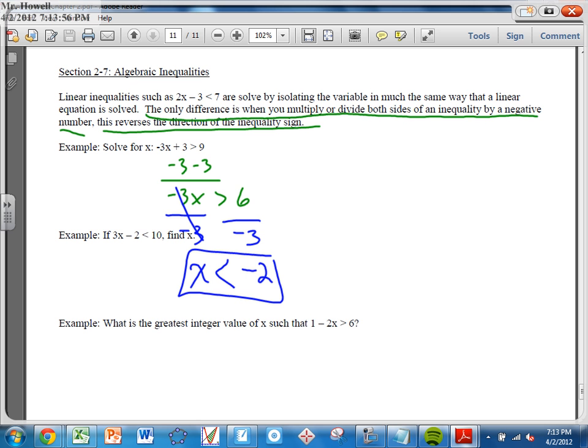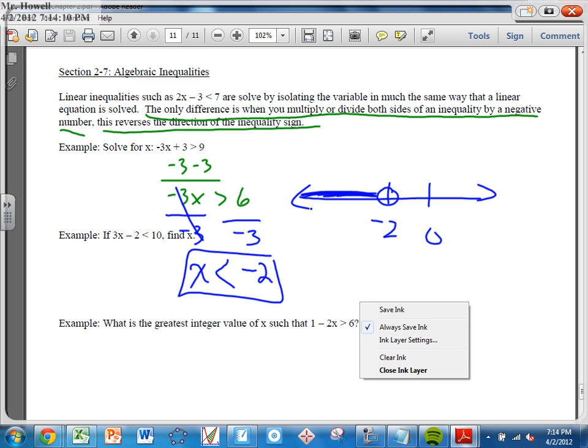How would you visualize that on a number line? Well, here's 0, here's negative 2. Everything to the left of negative 2 is all this region shaded in, and since it's just less than, it would be an open circle. Okay, that would be my solution set for that problem. Let's look at the next example now.